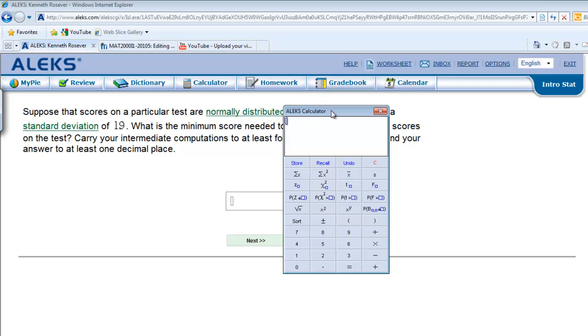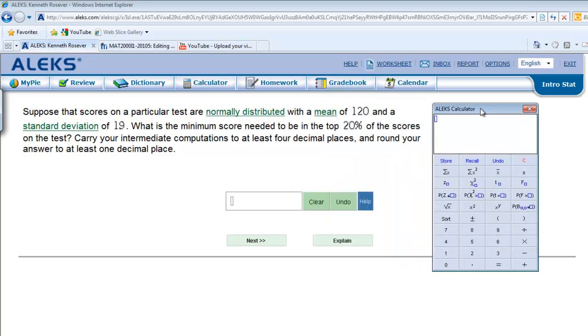Let me clear this. So all I have to do is keep in mind I want x equal to mu plus sigma times z. So when I look here, what's mu? Mu in this problem is 120. So I'm going to type in a big 120, and I'm going to put plus. Next thing was sigma. Sigma is 19, so I'm going to type in a 19. And then I want to multiply that by z, but I don't have the z, so I'm going to hit times, and I'm going to hit z here.